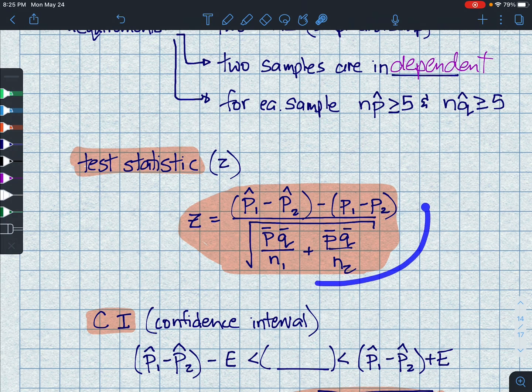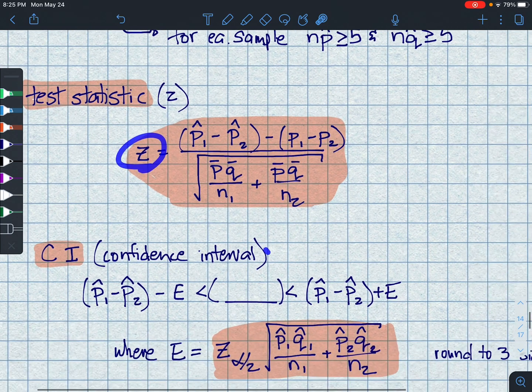Test statistics. This is how we calculate our z-stat, which tells us where in the normal distribution we are, using two proportions there. And then we subtract the actual proportions. Now this is going to be assumed to be 0, because we're going to do a hypothesis test here, and we will assume that p1 equals p2. And then we have our pooled samples in our denominator. Anyways, that gives us z.